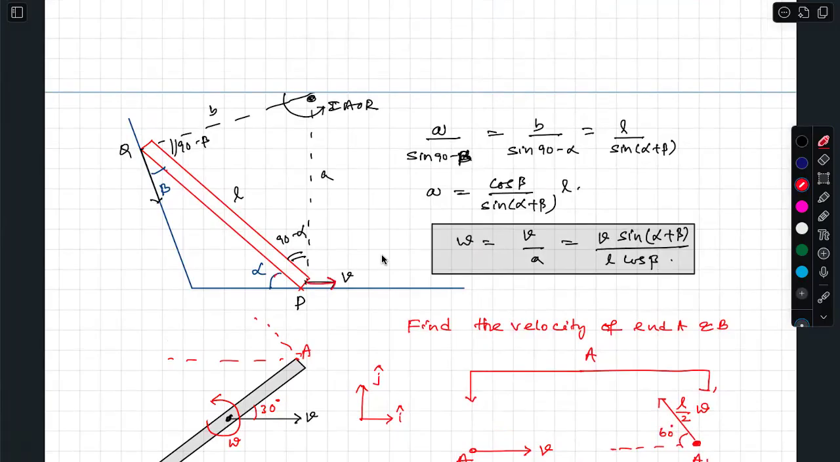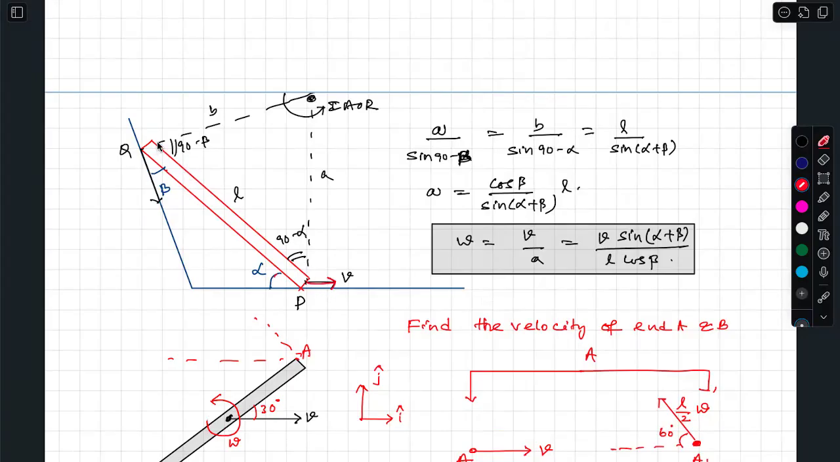Omega, straight away you can say V by A. That is for sure. But I haven't given you anything about A. The data available to you is only three terms: alpha, beta, V. Whatever you want to answer, you answer in these three terms.